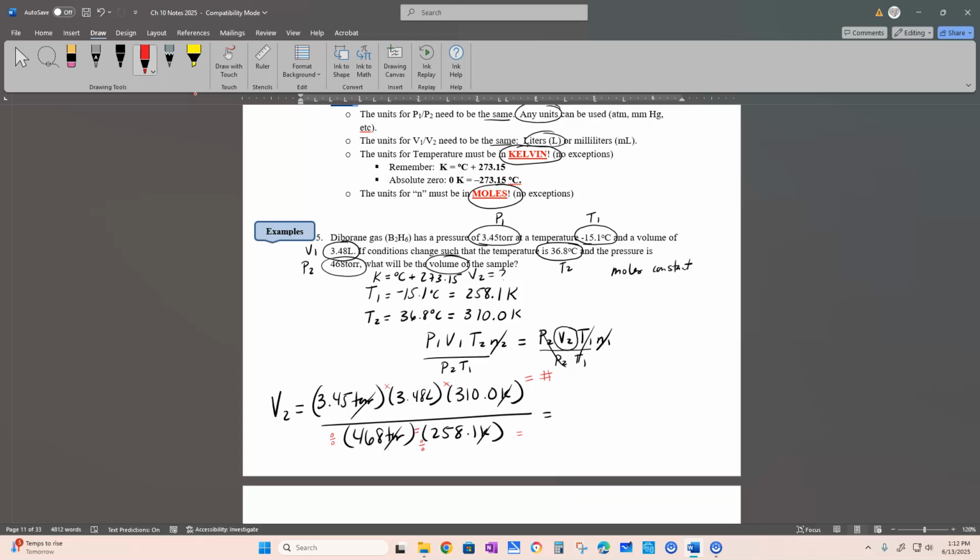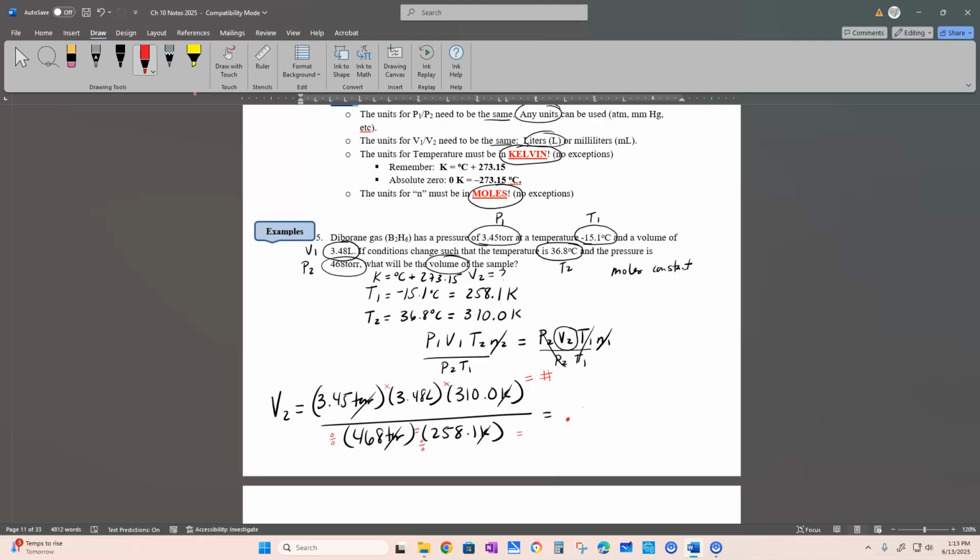3.45 times 3.48 times 310. And then divide 468. Hit equals, and divide 258. Every calculator is different. For those of you that have maybe graphing calculators or certain scientific calculators, you can use parentheses. The problem is not every calculator does it the same way. So you have to find the way that works for your calculator.